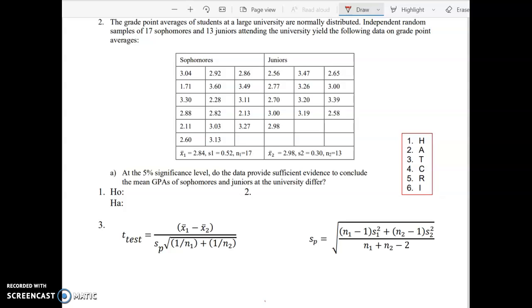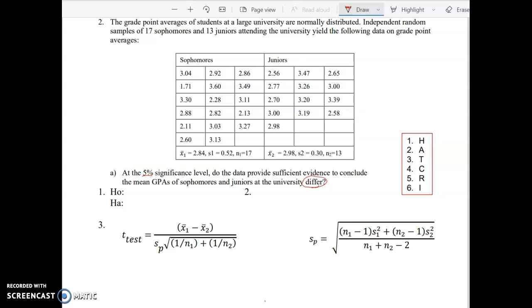In this problem, we have the grade point averages of students at a large university, and they're normally distributed. Independent random samples of 17 sophomores and 13 juniors attending the university yield the following data on grade point averages. That's in the table below. At the 5% significance level, do the data provide sufficient evidence to conclude the mean GPAs of sophomores and juniors at the university differ? So it wants to know if they differ.